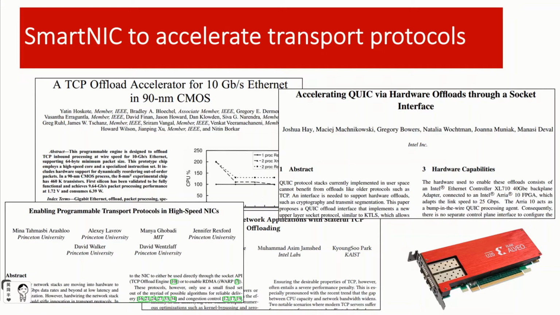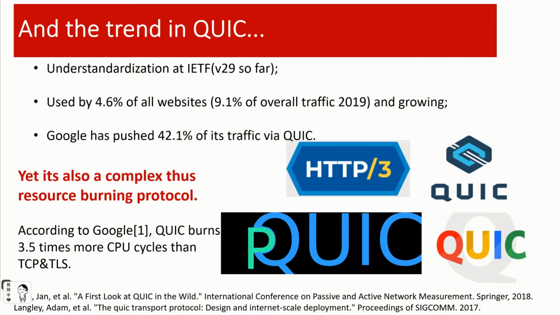As for the transport layer protocol itself, we have witnessed the rise of QUIC, which is the replacement for TCP plus TLS, with benefits like stream multiplexing, better security, and faster handshake, and so on. Right now, the QUIC protocol is under standardization at IETF, and it has been through 29 different versions so far. It has been used by 4.6% of all websites and 9.1% of overall traffic in 2019, and is still growing.